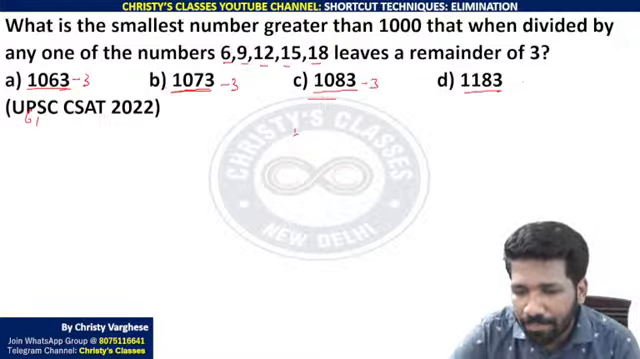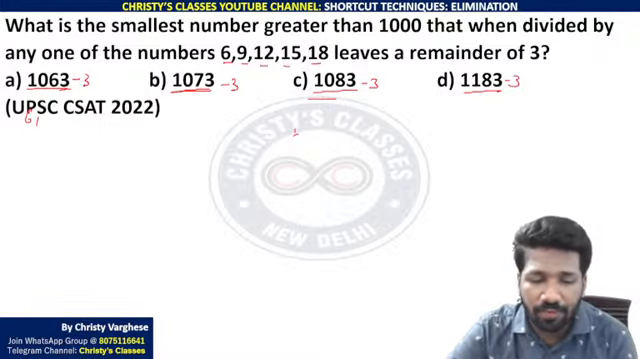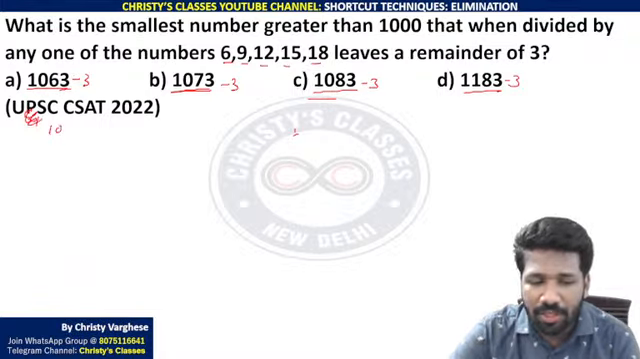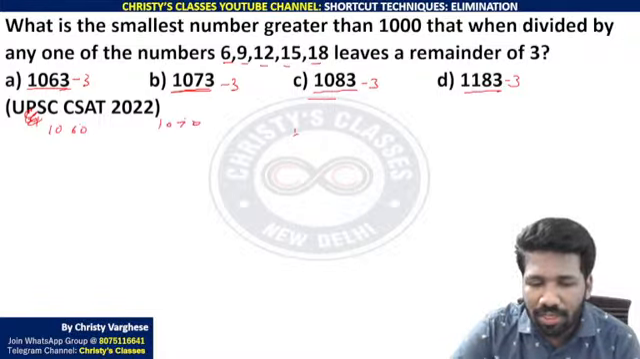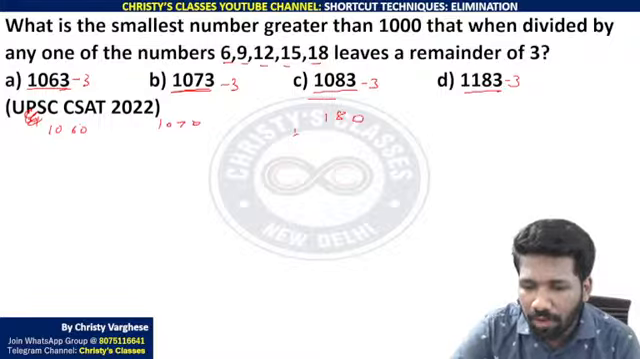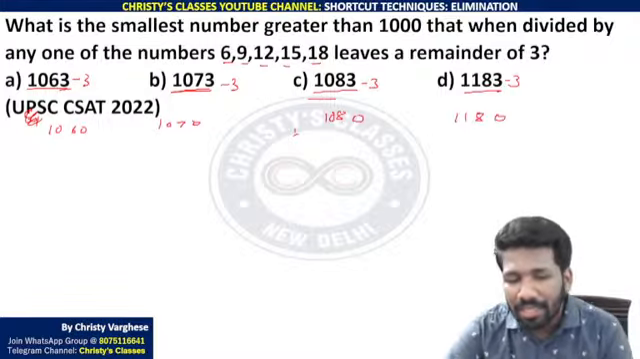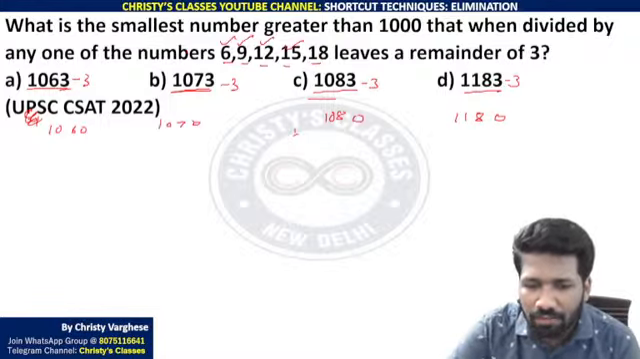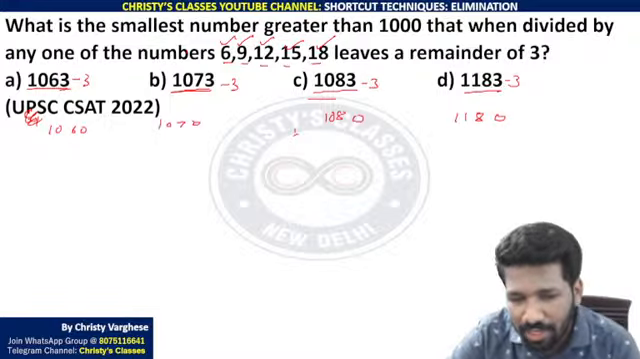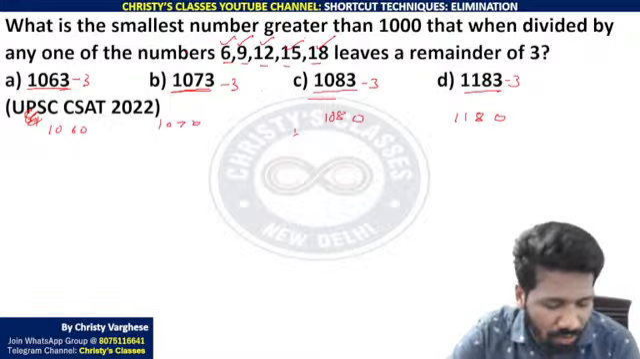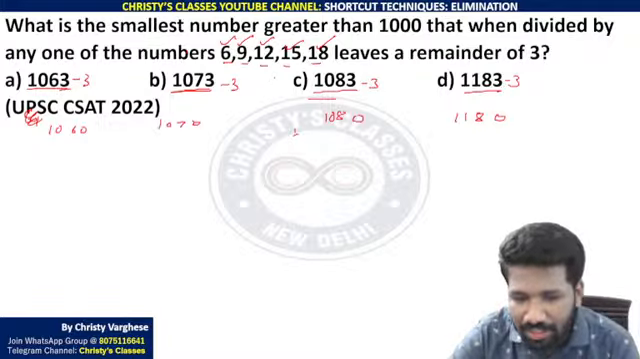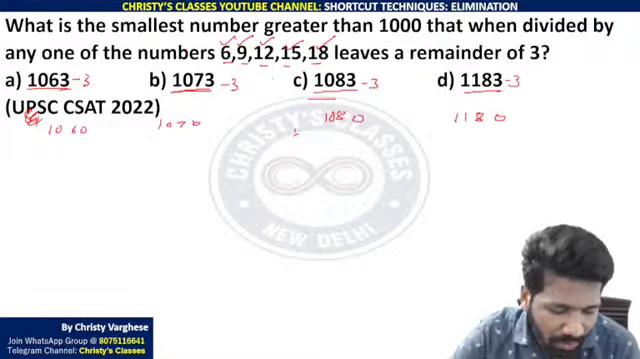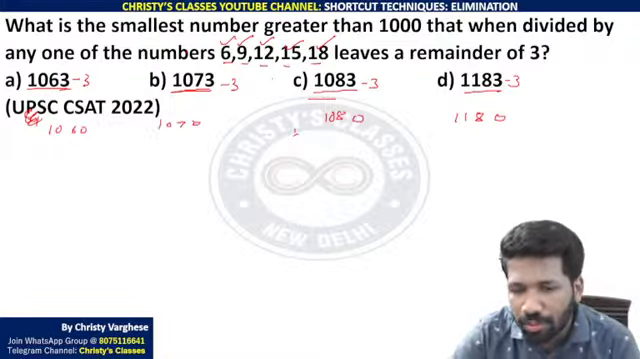That means if you subtract that common 3 from all options, that will give you more clarity. If you subtract the 3, you will get 1060, 1070, 1080, 1180. What about these numbers? These numbers should be exactly divisible by 6 and 9 and 12 and 15 and 18. That is enough to finish this question. That is the shortcut way of doing this question.